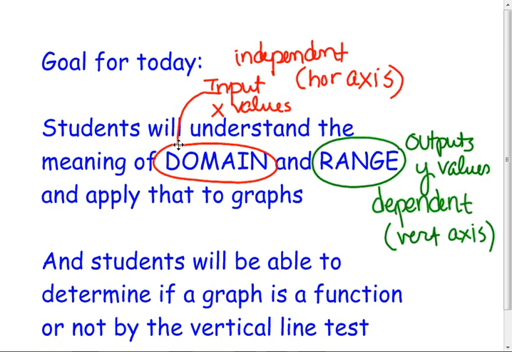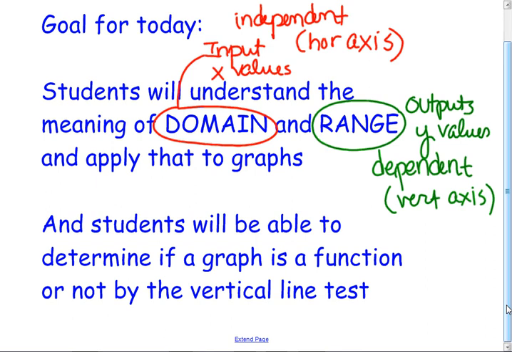It can be challenging. If you get it, it's great, but it's going to be very visual. And then we're going to determine if a graph that we look at is a function or not. We're going to use this thing called the vertical line test, which you all remember, because everybody does, for some reason. And then we'll do some problems. You should find it easy.